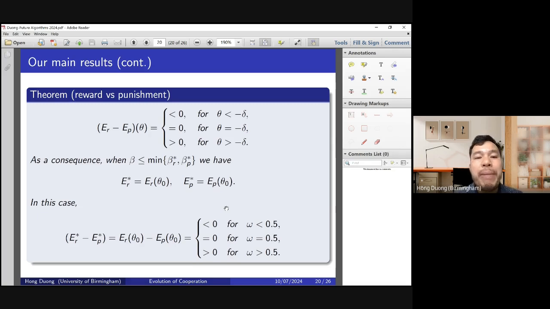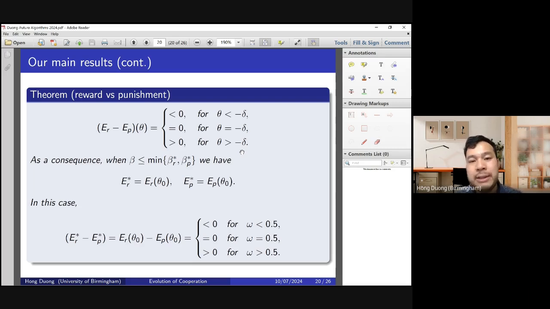We also compare the cost function for reward and placement. From this formula we see that reward is more efficient when theta is small enough, and placement is more efficient when theta is bigger than minus delta. Based on this we can also compare the optimal values between reward and placement. I will show you in the next slide.